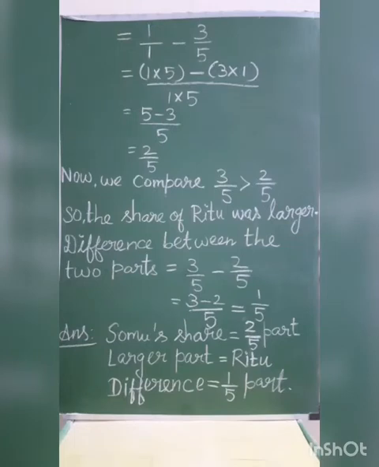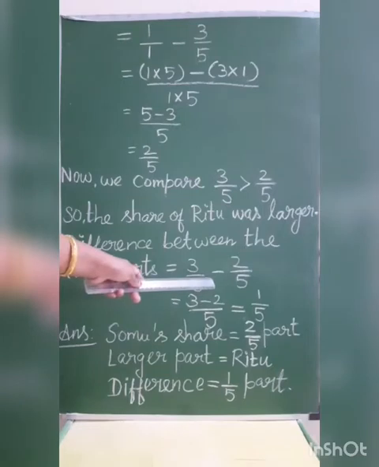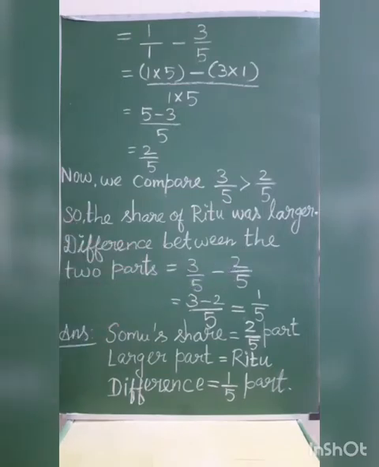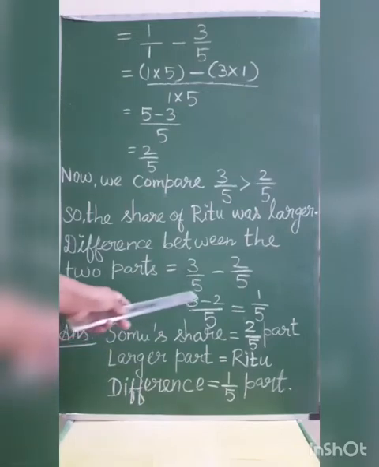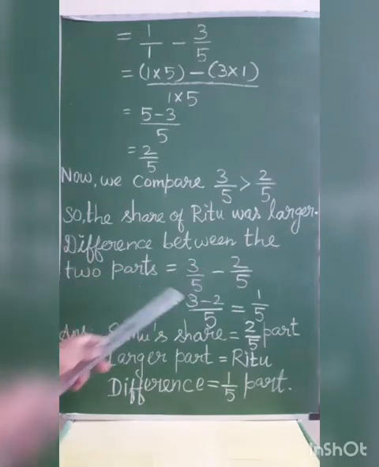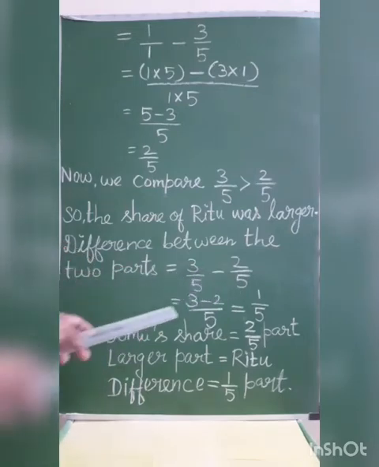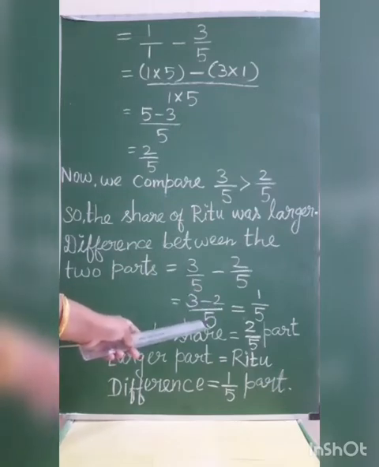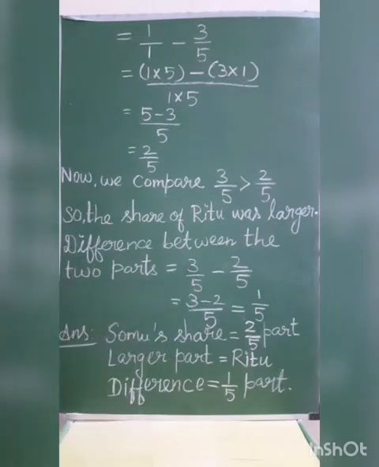The third question is by how much, that means the difference between the two parts. Two parts means Ritu's and Somu's parts. So 3/5 is Ritu's part, and the difference means subtracting Somu's part, 2/5. Here the denominator is the same, so you subtract the numerator values. So 3 minus 2 over 5, 3 minus 2, your answer is 1, the denominator is 5. So the difference between the two parts is 1/5.